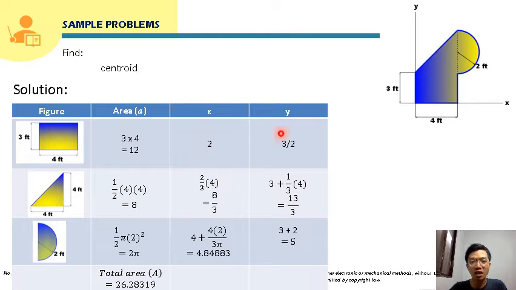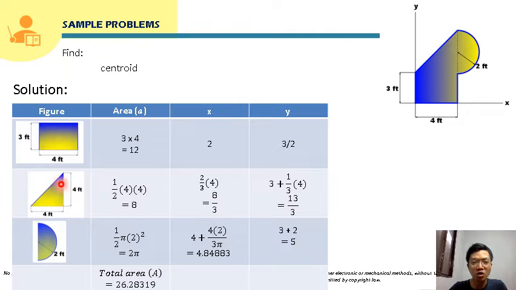So for the x-coordinate of the centroid of the rectangle, its centroid is at the center, right? So the x-coordinate of this rectangle will be this distance, the horizontal distance from the origin, the reference point. This distance is 2 feet, and it is at the right side of the reference point. Therefore, it will be positive.